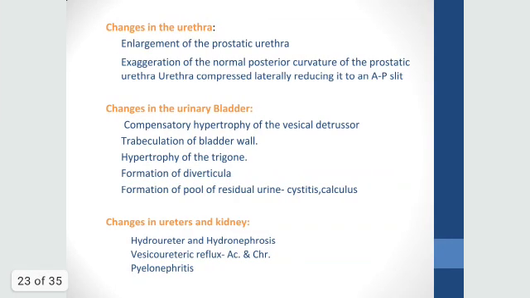What happens due to BPH? There is enlargement of the prostatic urethra, exaggeration of the normal posterior curvature of the prostatic urethra. The urethra gets compressed laterally, reducing it to an anterior posterior slit, and there are changes in the urinary bladder. Due to the obstruction in the flow, there is compensatory hypertrophy of the vesical detrusor muscles. There is trabeculation of the bladder wall, hypertrophy at the trigone, formation of diverticuli, formation of a pool of residual urine, causing cystitis and calculus.